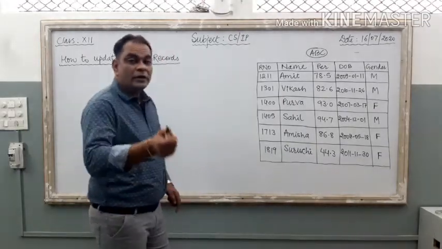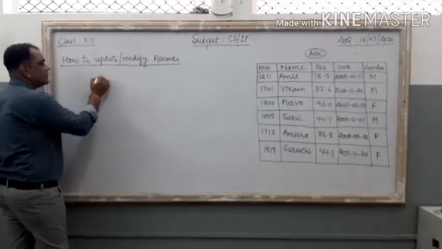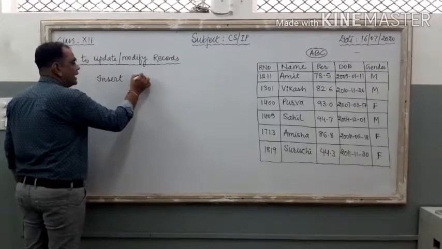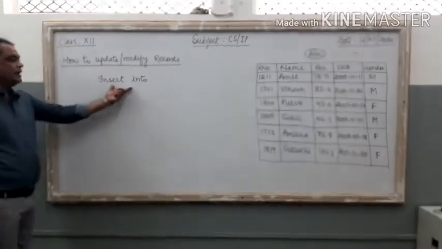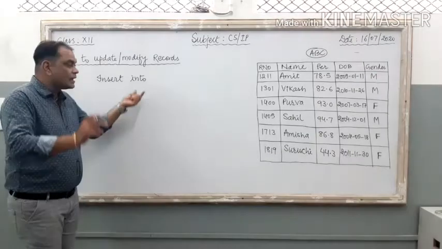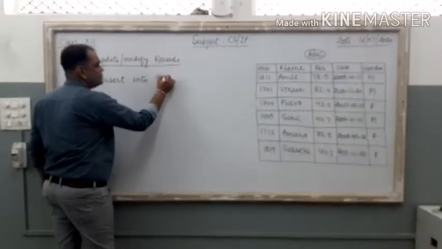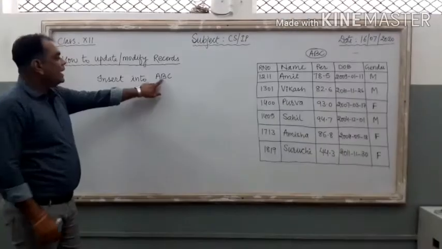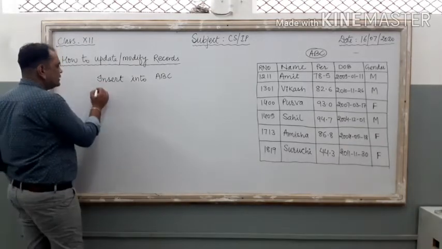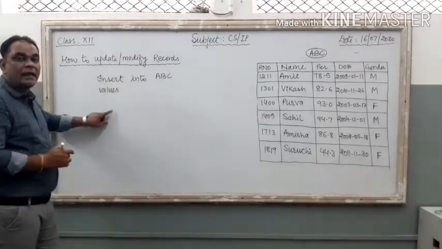And if I want to enter a record, just recap the command: it is insert into. Here it is the command of MySQL, insert space into. After the command, you just write the table name. Here, check it out, the table name is ABC. So I write ABC over here. The first line, insert into ABC. In the second line, values. It is in the plural form, values.